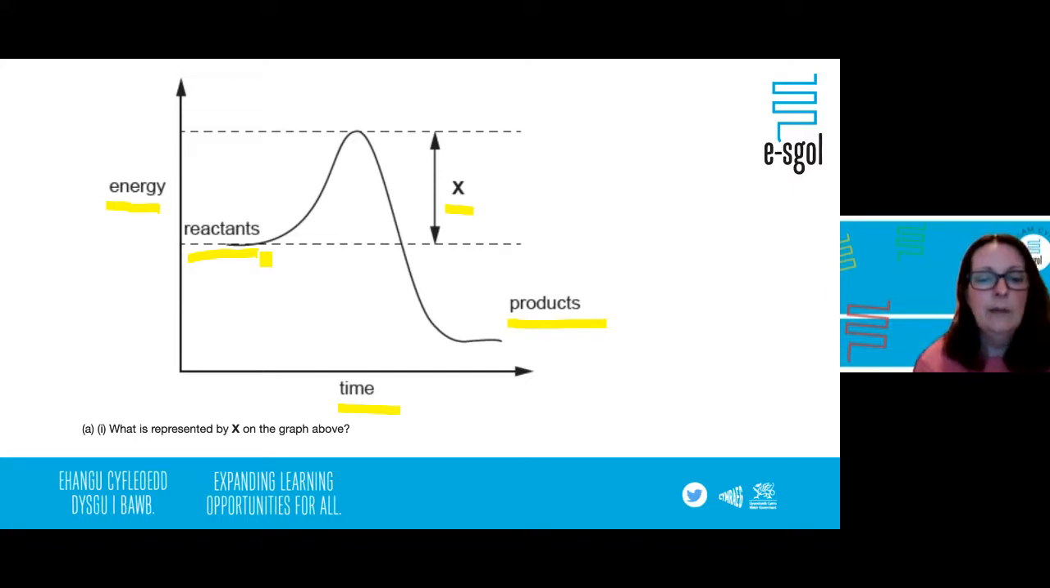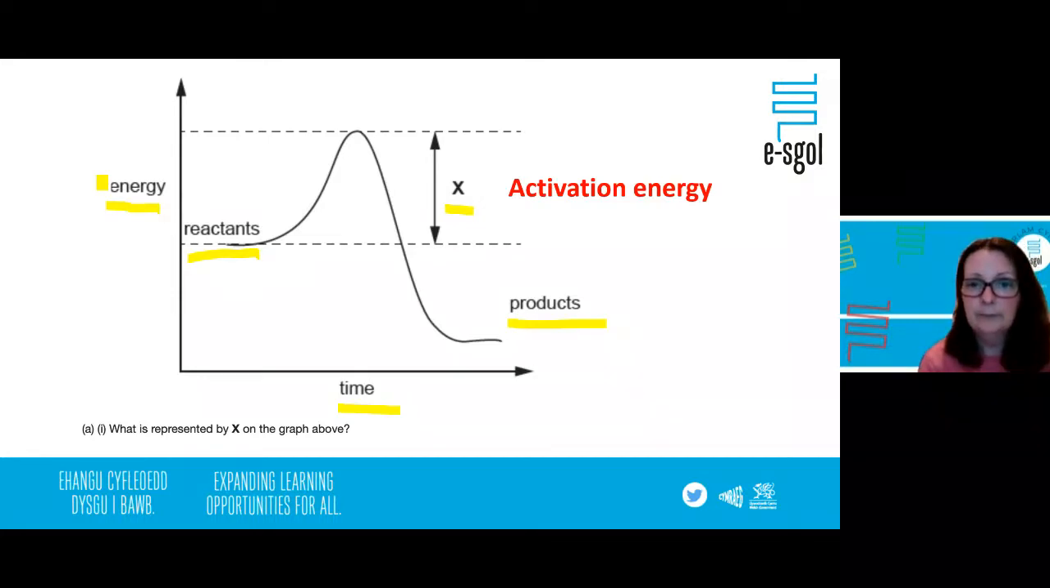Okay, so we mentioned earlier that the amount of energy needed, and remember we know this is to do with energy here, can change in a reaction. So the amount of energy needed is, in this case, the activation energy. So those two dotted lines on this graph represent the activation energy, and that speeds up the reaction. You can see there along the time scale here.